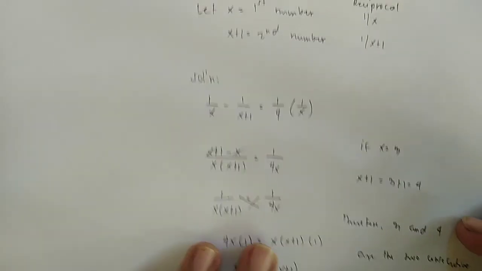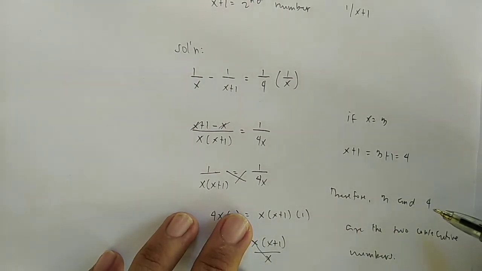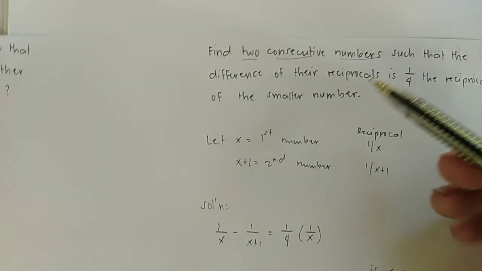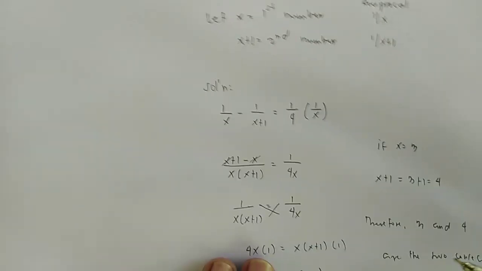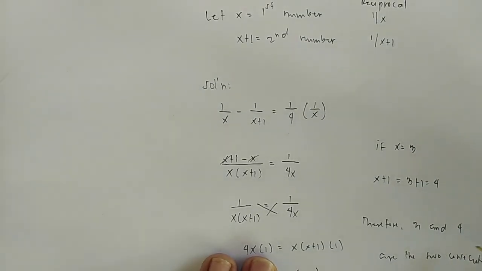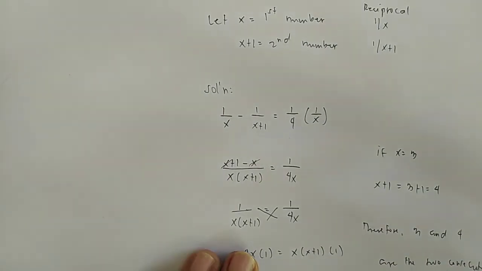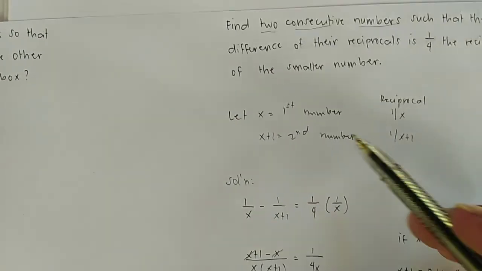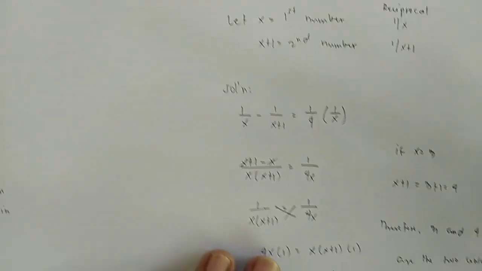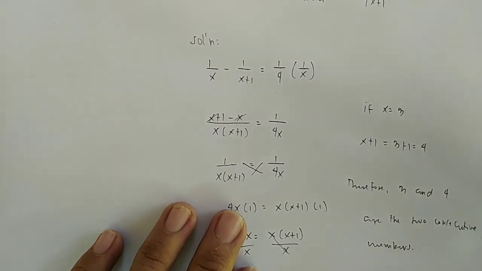So again, the two consecutive numbers being asked from the problem are 3 and 4, wherein 3 is the first number and 4 is the second number.